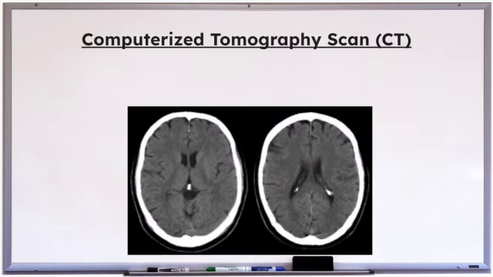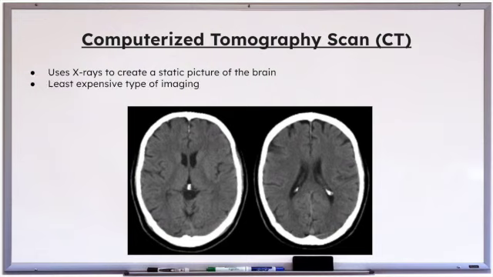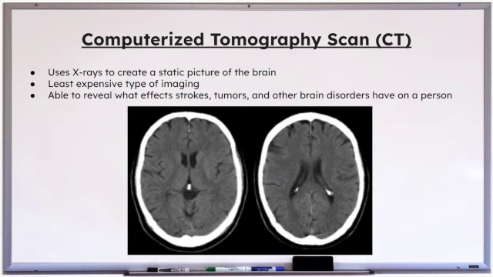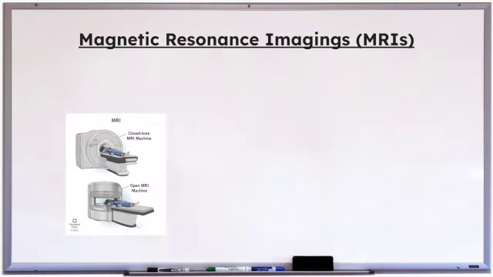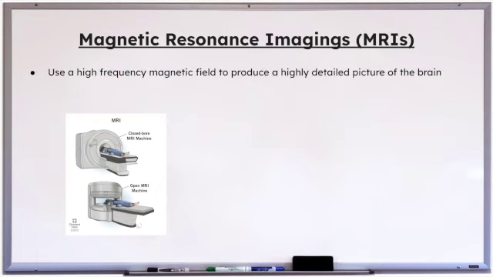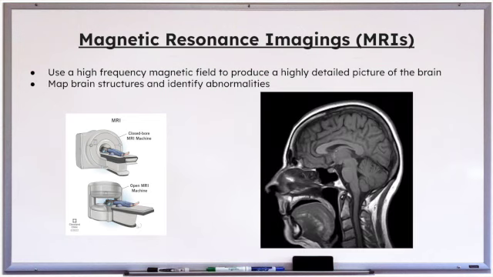A computerized tomography scan, or a CT scan, uses X rays to create a static picture of the brain. This is a widely used tool in research as it is the least expensive type of imaging. CT scans are able to reveal what effects strokes, tumors, and other brain disorders have on a person. Magnetic resonance imaging, or MRIs, uses a high frequency magnetic field to produce a highly detailed picture of the brain. MRIs help to map brain structures and identify abnormalities.